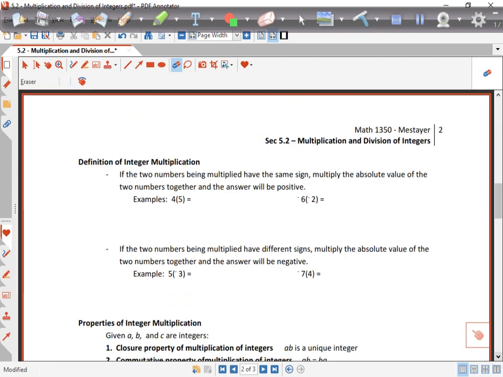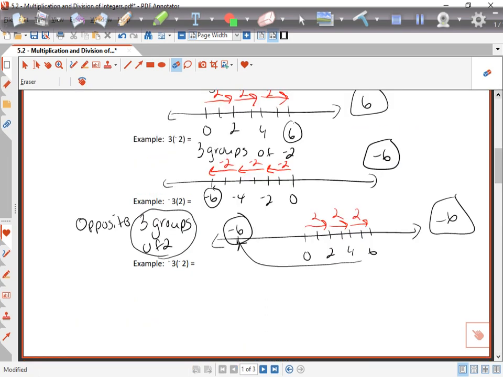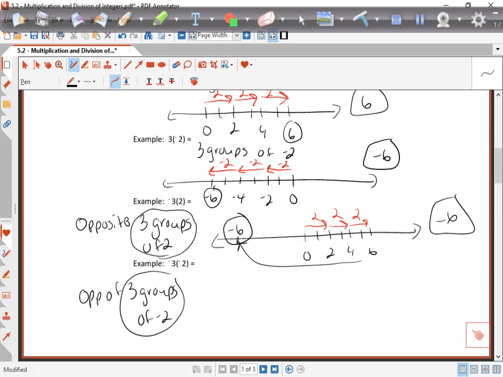Same idea here. You do the opposite of 3 groups of negative 2. Start with 3 groups of negative 2. And then do your opposite.